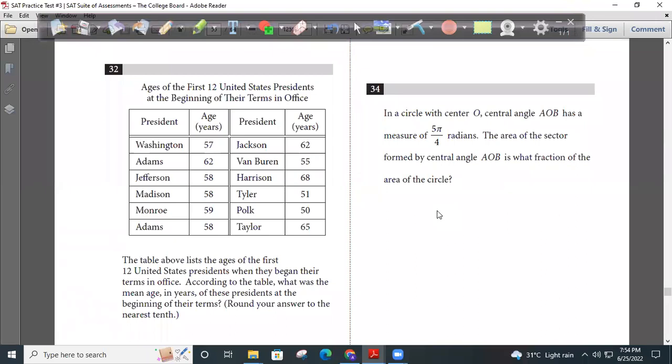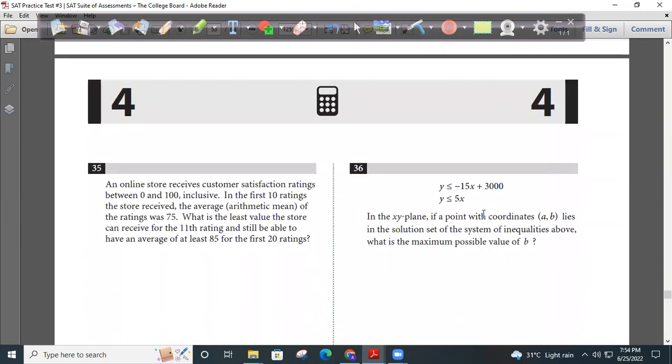In the latest papers, you get a minimum of 3 questions. Minimum. It can go up to even 5 questions. The minimum number of questions that you can get is 3. So the question they're asking is, what is the mean age in years of the presidents at the beginning of their terms? I just need to find the mean age. Please do take a photo so that I can glance at it.